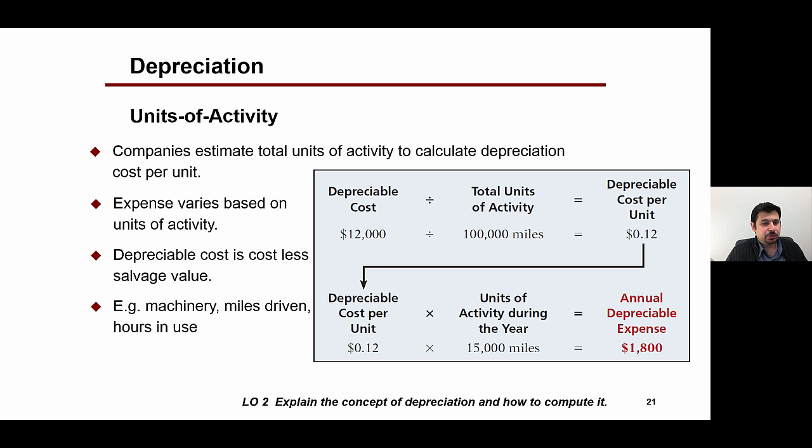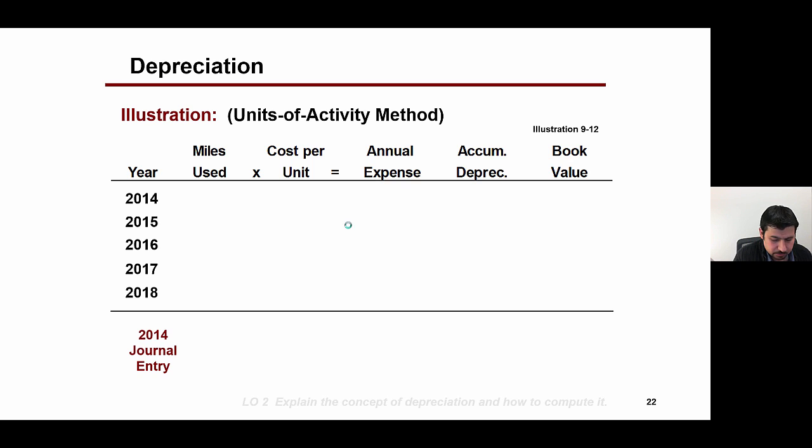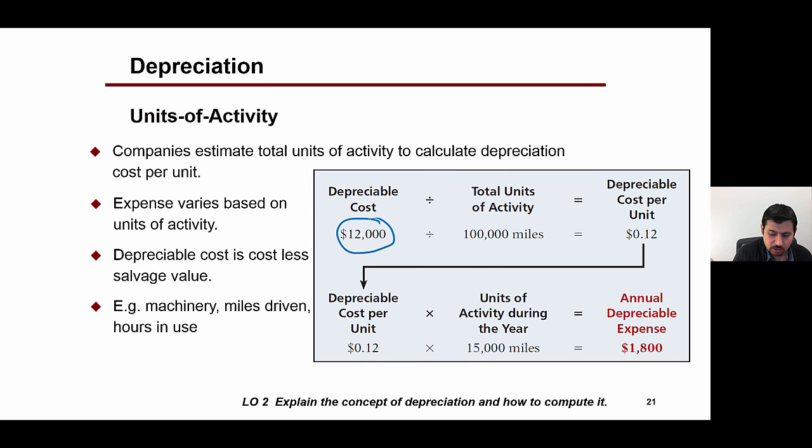The depreciable cost, once again, we use the depreciable cost. We divide the depreciable cost by the total number of units, and that would give us the depreciable cost per unit. Later on, we multiply this number by the amount that was driven in a certain year, or by the units in a certain year, and that would give us depreciation expense. So here, we don't have the same depreciation expense every year. It depends on how many miles the truck was driven.